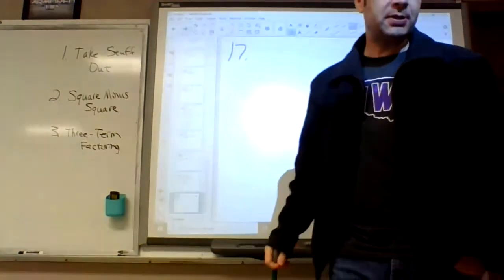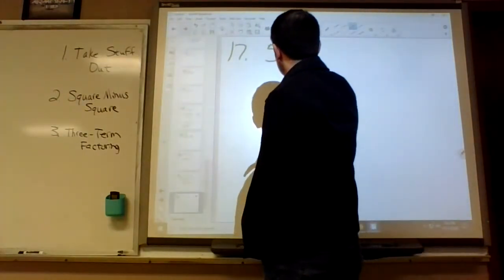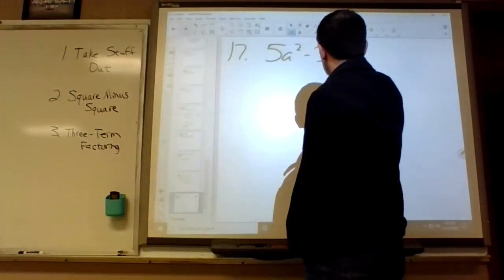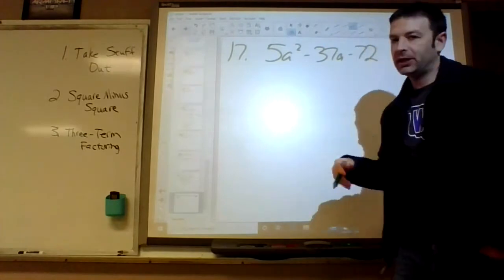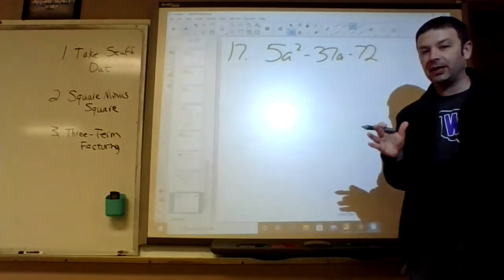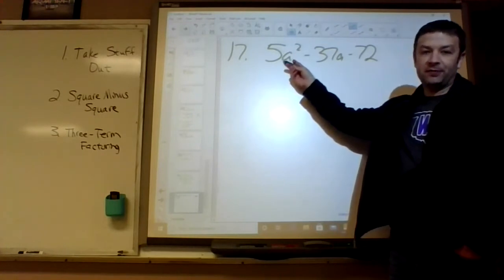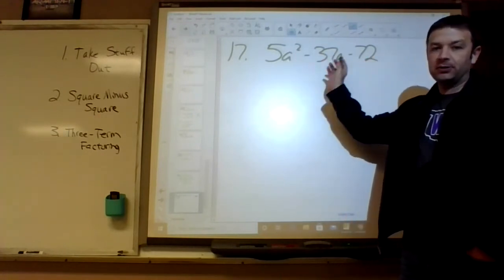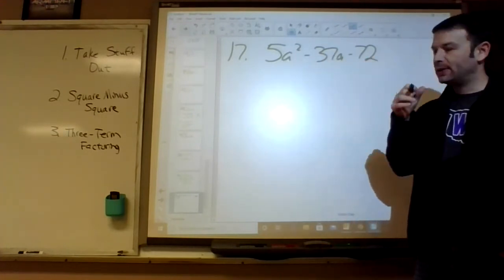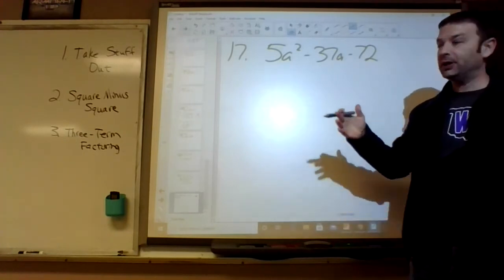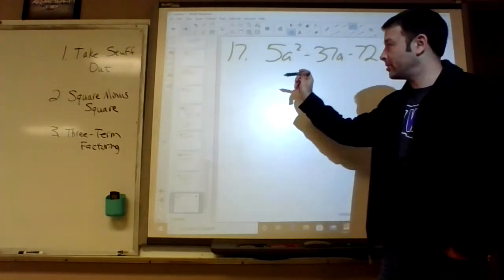5a squared minus 37a minus 72. Now technically on all these we really should be checking, can I take something out first? The only thing that goes into 5 is 5, and that doesn't go into these, so no, nothing comes out. Alright, again, it's the 3-term factoring. Again, there's a number on the front, so it's the harder version.